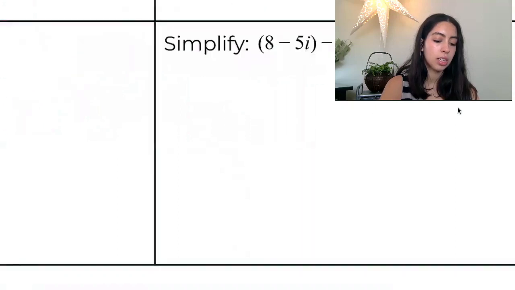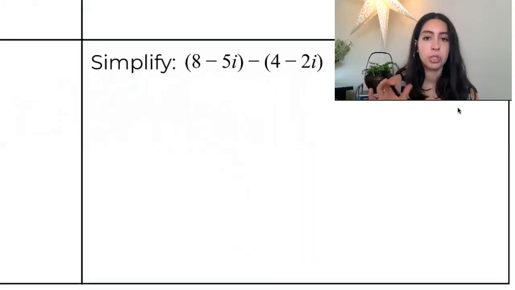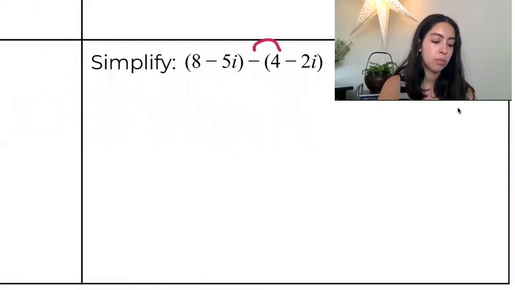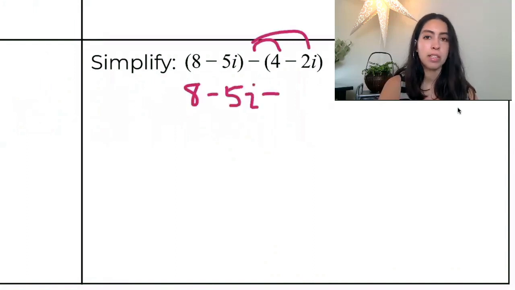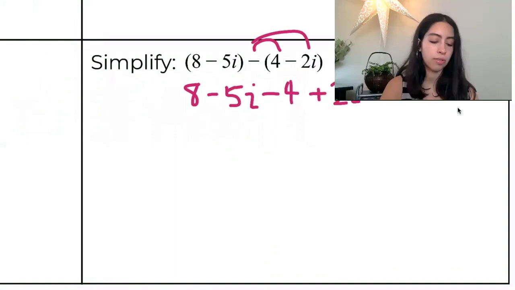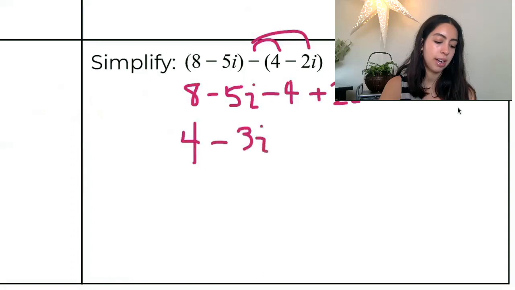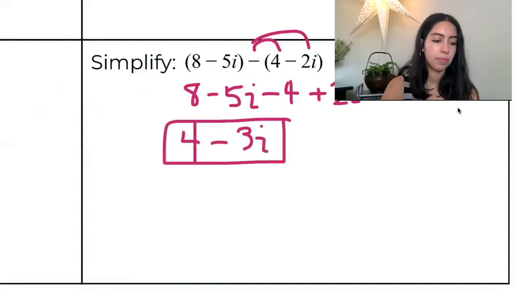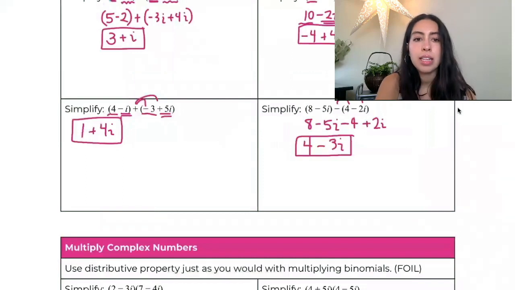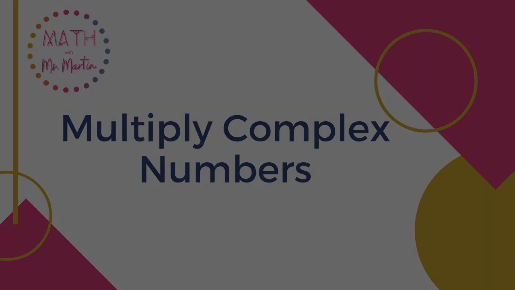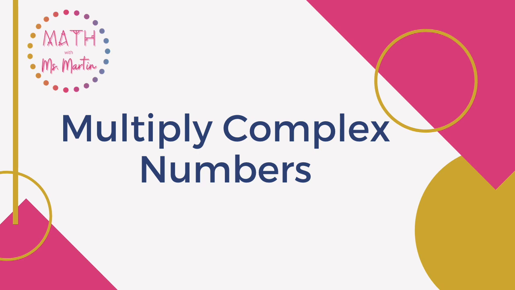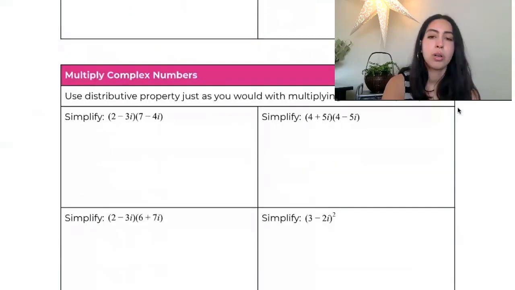And let's take a look at the next one. We're subtracting two complex numbers. So we'll distribute that negative. We get 8 minus 5i minus 4 plus 2i, because negative times negative is positive. And we get 4 minus 3i as our solution. So that is adding and subtracting complex numbers. Let's move on to multiplying.